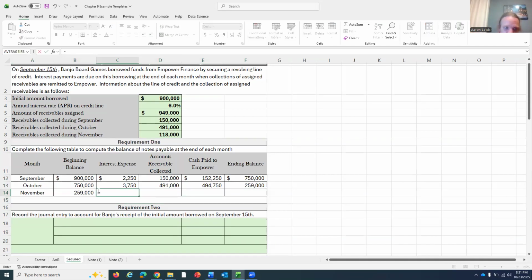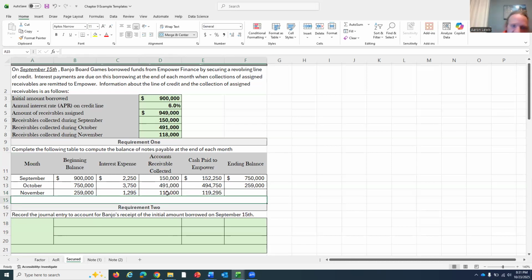Interest expense, same thing again. Take your beginning balance, multiply it by your stated APR of 6%, and this is still going to be for a whole entire month because we only pay at the end of the month, so that amount would have been outstanding for the entirety of November. Multiply that by 1/12 to turn our annual rate into a monthly rate. Comes out to 1,295. We collected $118,000 worth of receivables during November, and we have to remit all of that payment to Empower Finance. So when we send them money, we're going to send the interest charge plus the remitted receivables one more time. And November's payment is going to be $119,295.